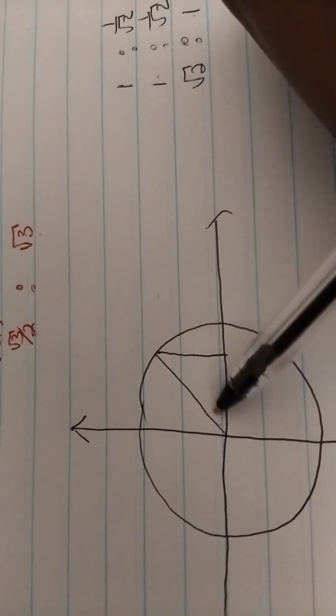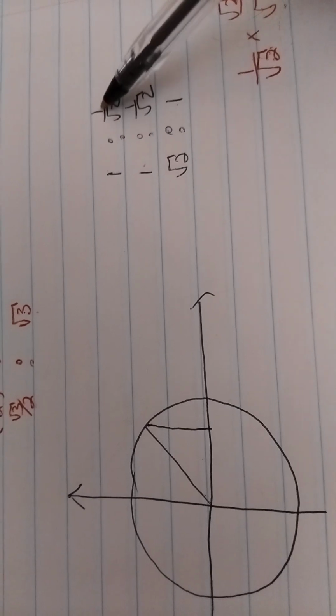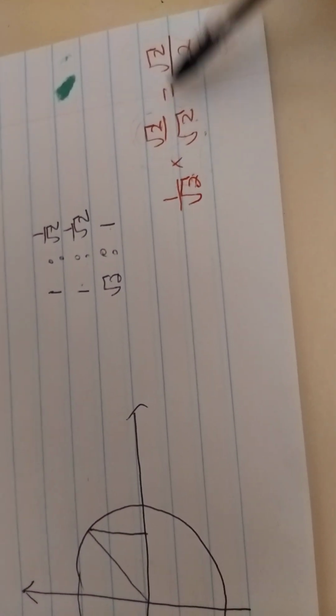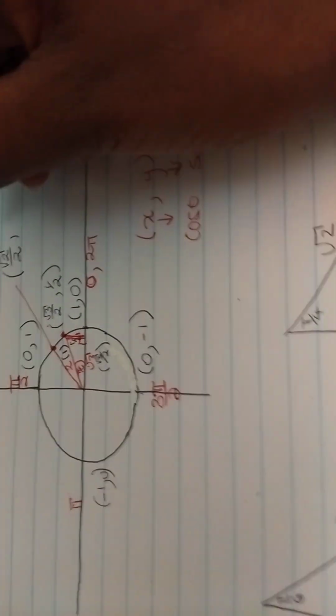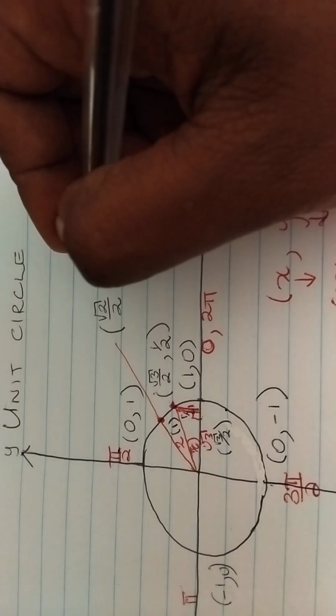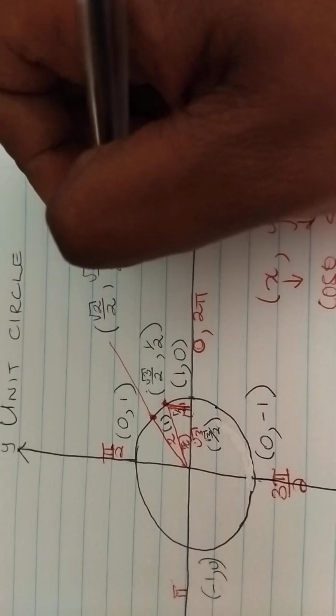Right, and then another one. Originally, this side would be 1, but in a unit circle, we converted it to 1 over square root 2, and now we want to write it as square root 2 over 2, right?